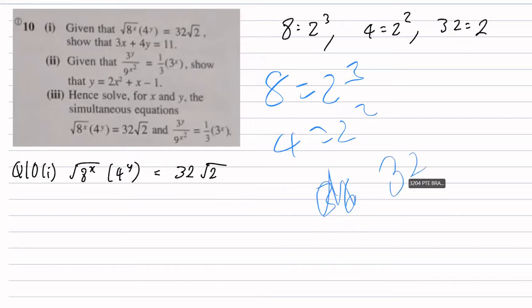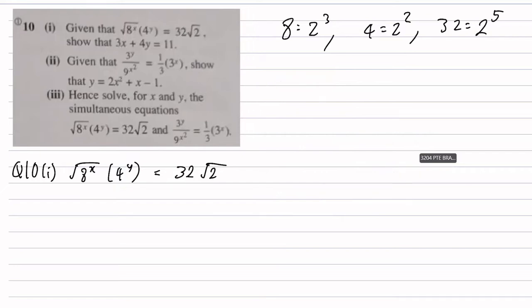32 is what? 32 is 2 power 5. Yes, correct. Then that's what we're gonna do now. We're gonna substitute each of them with our prime factor form. So 8 power x is 2 power 3x. Then you take a square root. 4 power y is 2 power 2y, because 4 is 2 square. 32 is 2 power 5.